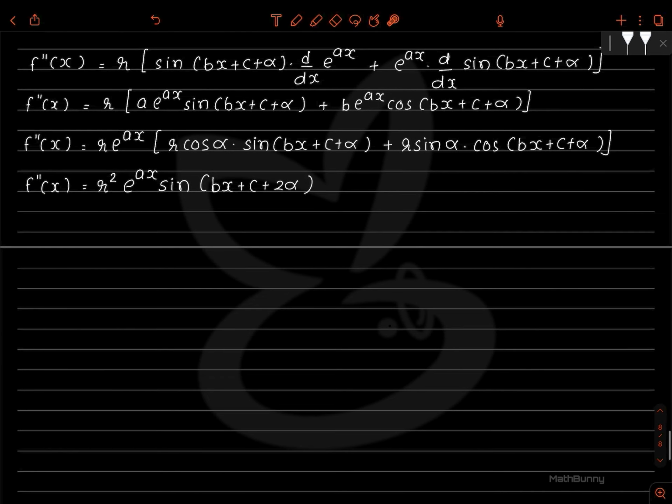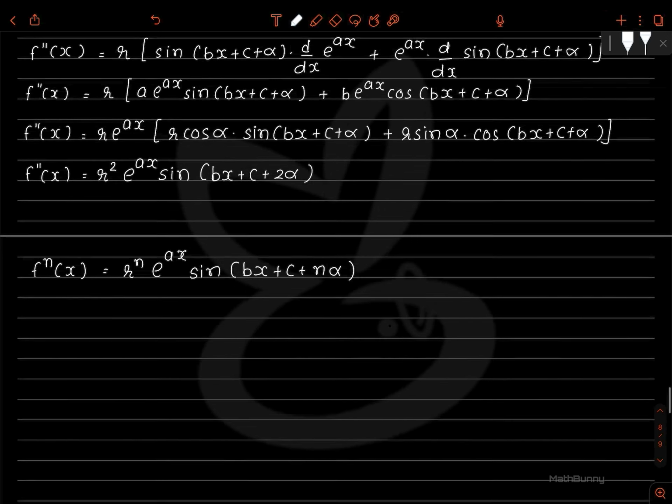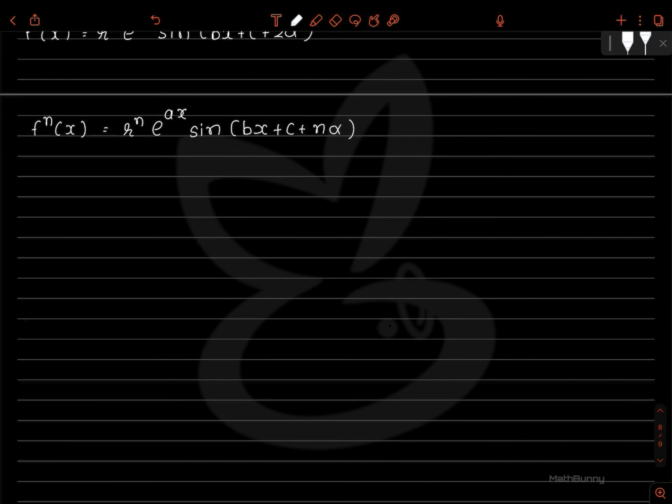So we can see the trait of this function's derivatives. For each successive differentiation, the power of r keeps getting increased and the alpha is added with each successive differentiation. So we can write the nth derivative of function f of x is r raised to n e raised to ax sin bx plus c plus n alpha, or we can put the values of alpha and r, where alpha is tan inverse b upon a and r is equal to a square plus b square raised to 1 by 2.